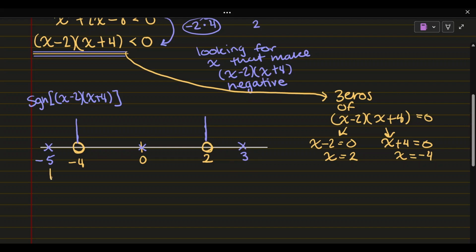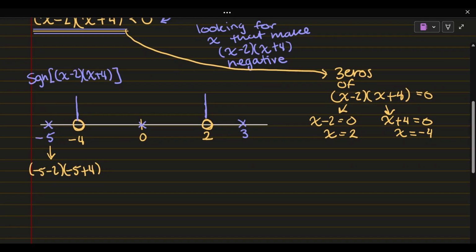So plugging in -5 here, -5 minus 2 times -5 plus 4. It doesn't actually matter what this evaluates to because we're only looking for the sign. So -5 minus 2 will give me a negative number. -5 plus 4 will give me -1, so it'll also give me a negative number. A negative times a negative is a positive. So before -4, we're positive.